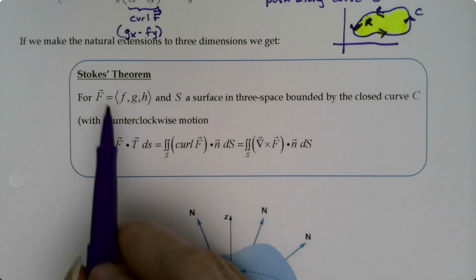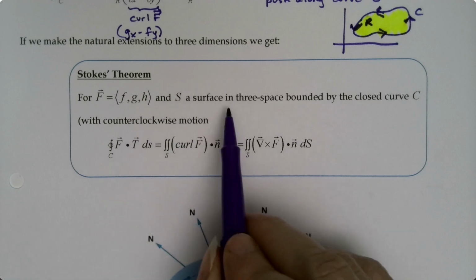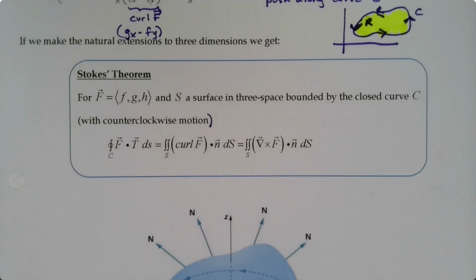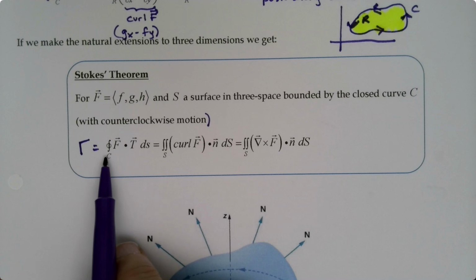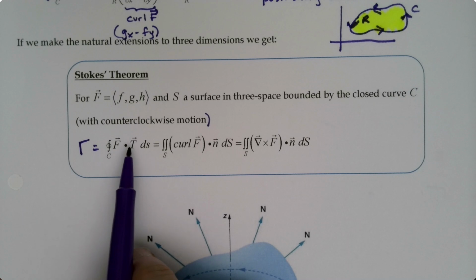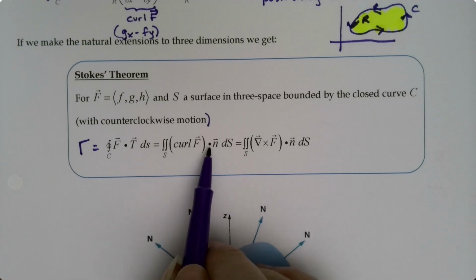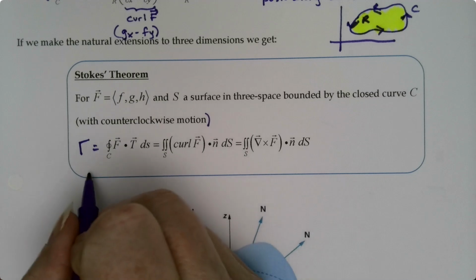So we have some vector field, now a three-dimensional vector field, F, G, H, and we have a surface in three space. It's bounded by a closed curve, and we're going to assume counterclockwise motion along that curve. This would be equal to the circulation, which is, again, the same line integral along the closed curve of the vector field times the tangent vector, which is the curl, right? So the surface integral of the curl dot product with the normal vector. Now, which normal vector is this?